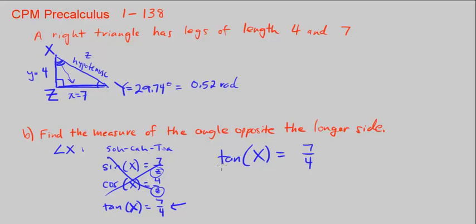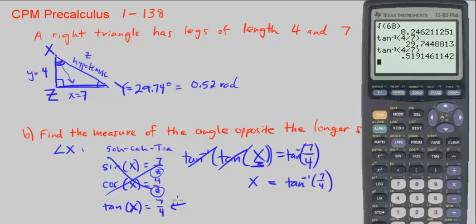And remember, to unwrap tangent, we have to use the inverse tan function. If we do it to one side, we have to do it to both sides, right? So tan and inverse tan cancel out. We're just left with what's inside the parentheses, x. So our angle x is equal to the inverse tan of 7 over 4.